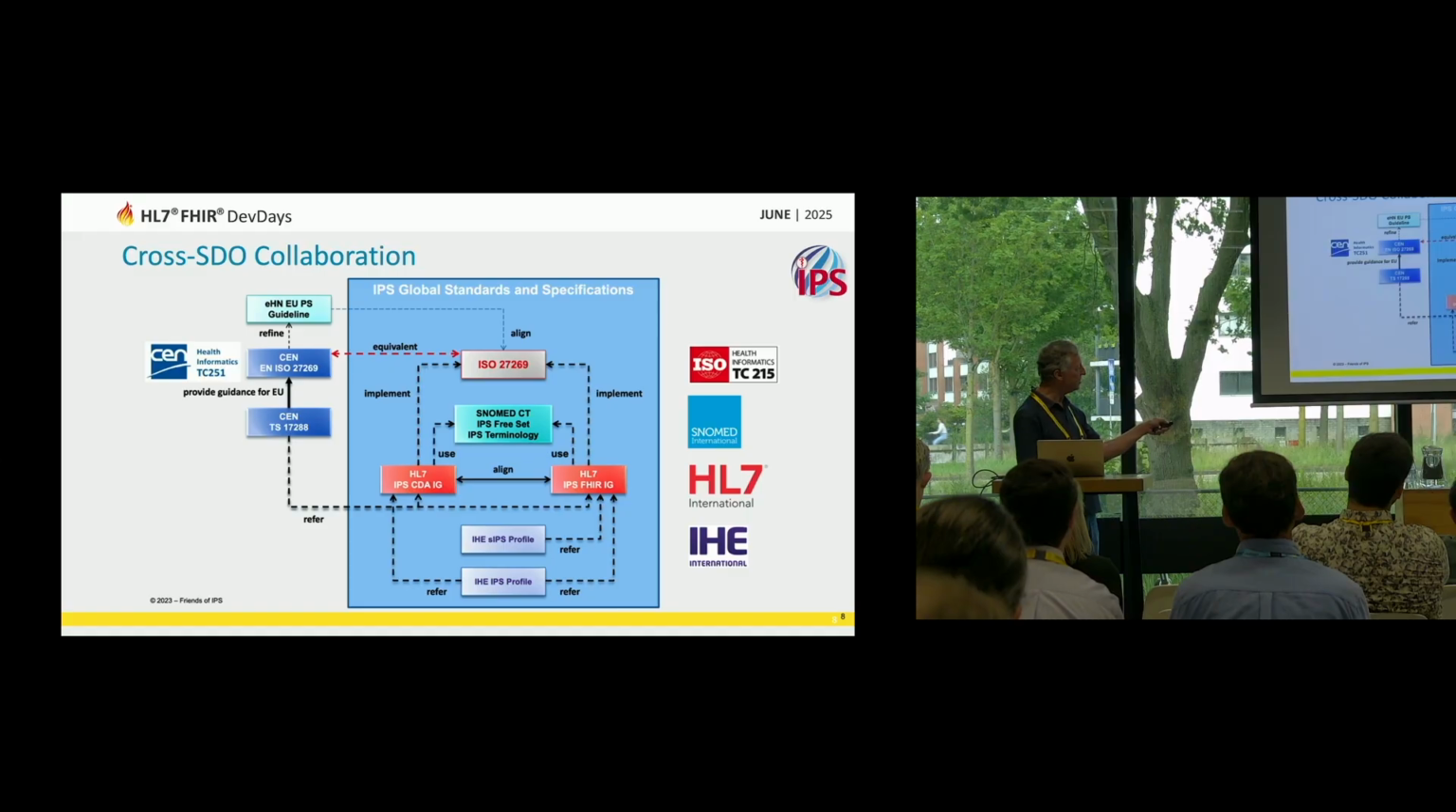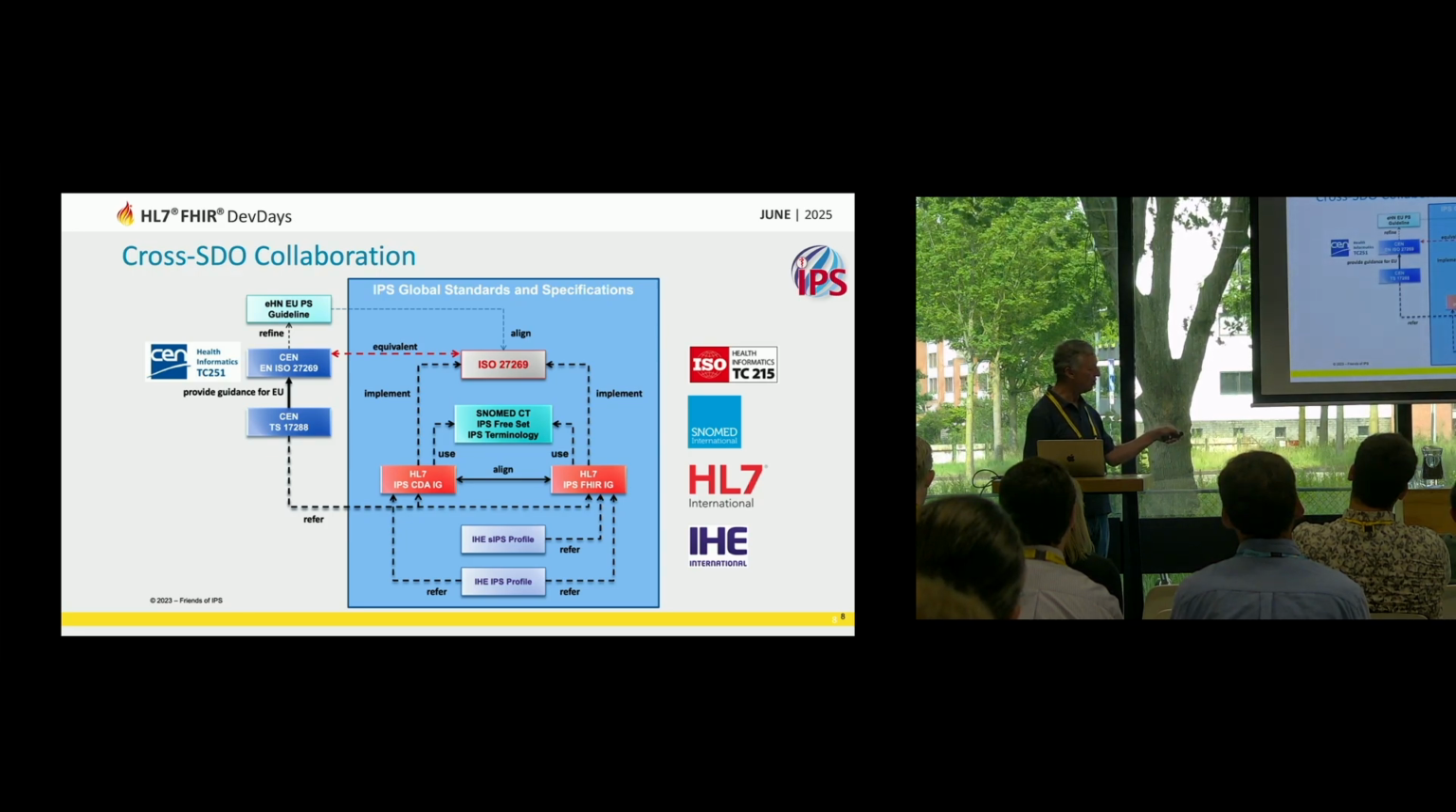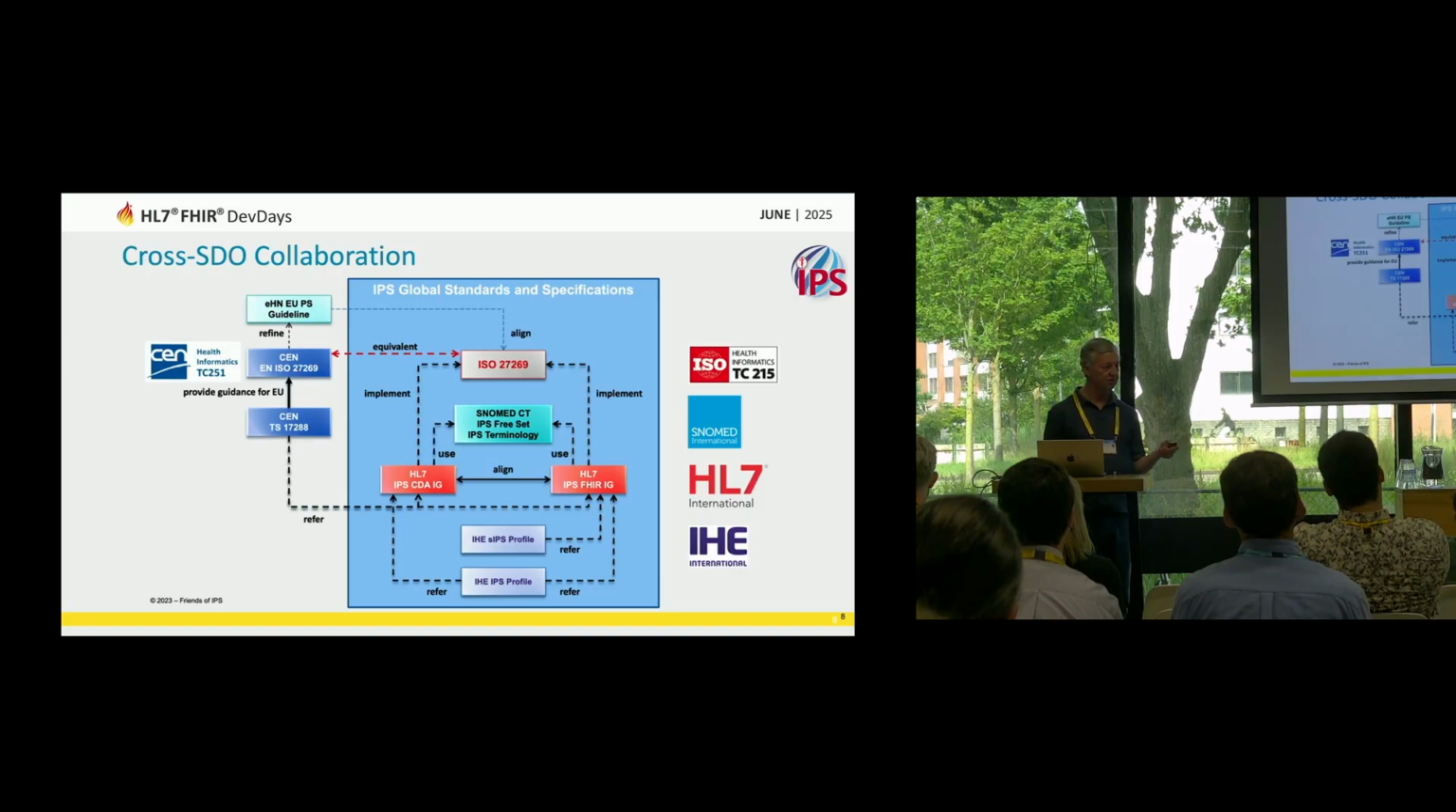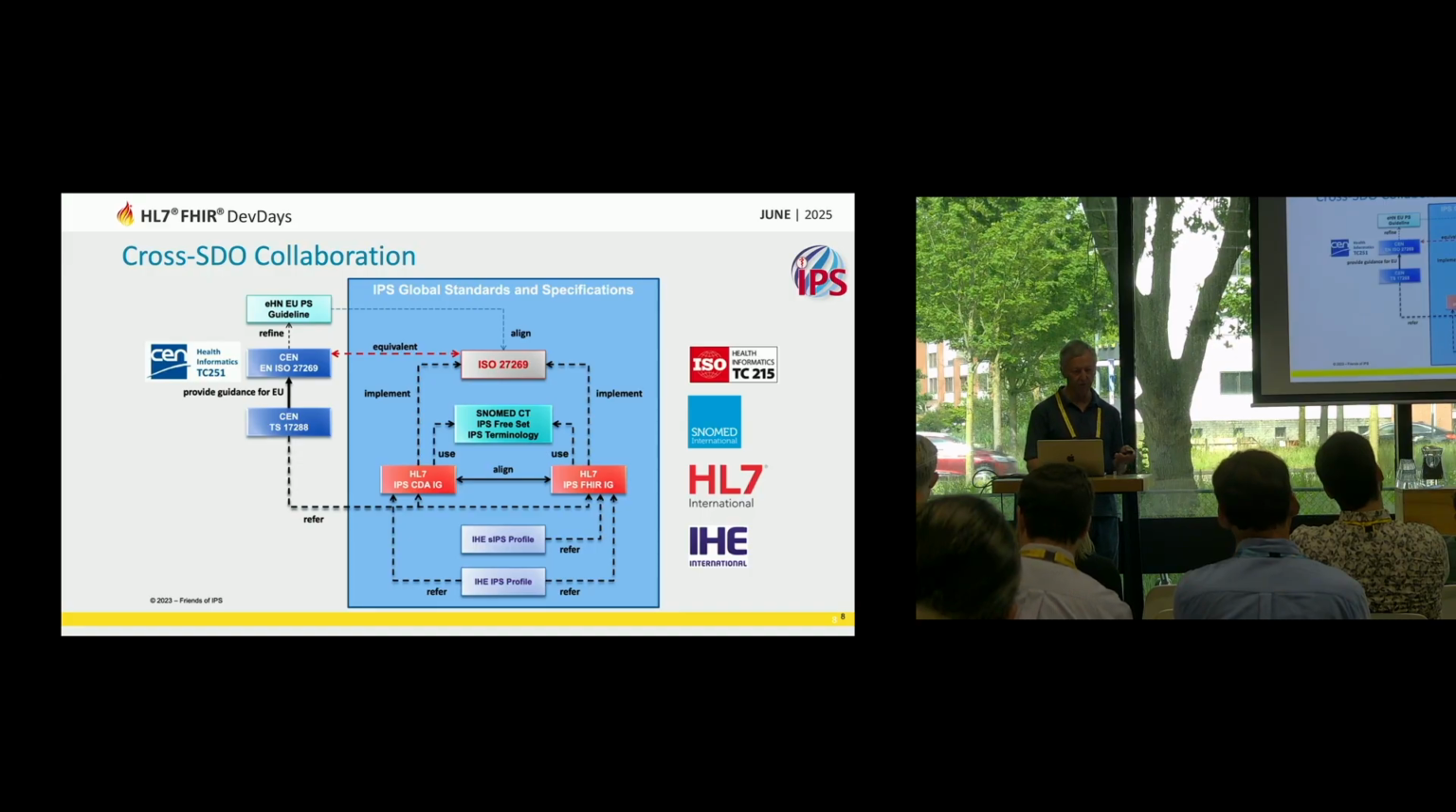But then for implementation, we've got the two HL7 specifications I mentioned, the CDA and the FHIR. And then IHE also works with us, and we have a couple of IHE profiles, one for the general IPS that covers both the CDA and the FHIR, and then a sharing of IPS, which is specific to the FHIR. So all these organizations work together, including SNOMED in the middle here, which provides us with terminology for the IPS as a special IPS free set, or the IPS terminology, which provides a sub-ontology hierarchy of terms that SNOMED makes available for use in the IPS. So all these organizations are working together.